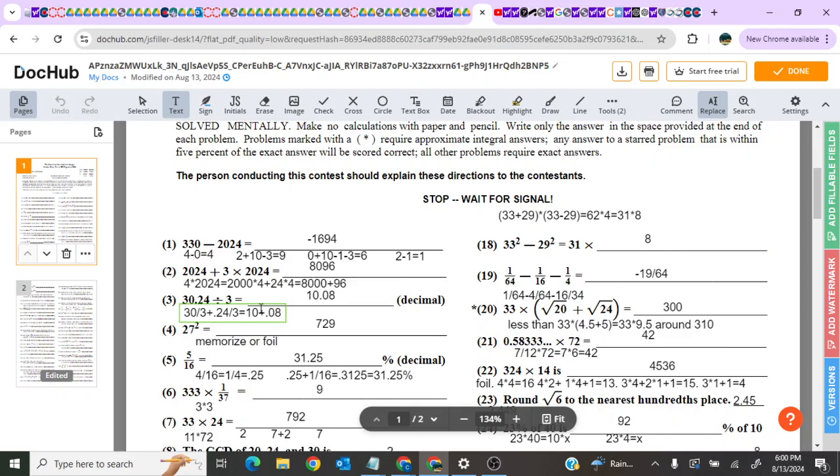27 squared. You can either have this memorized or you can use FOIL. You should know how to do FOIL by now, if you're watching these. If not, please learn that. So yeah, the answer is 729.